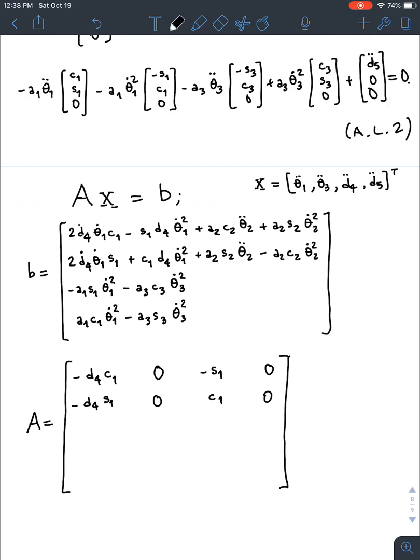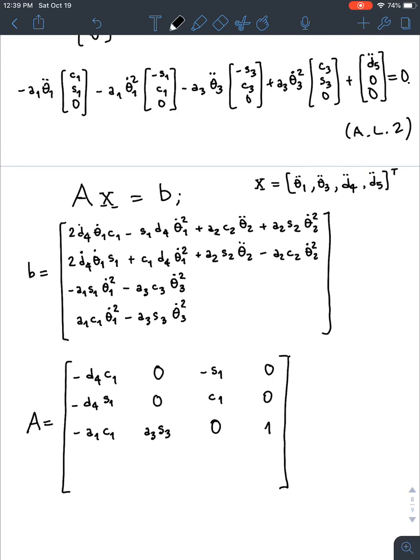The second two rows of matrix A are going to come from the first two rows of AL2. So look at that. The coefficient of theta 1 double dot in the first row of AL2 is minus a1 c1. The coefficient of theta 3 double dot in the first row of AL2 is equal to a3 s3. The coefficient of d4 double dot in the first row of AL2 is 0. The coefficient of d5 double dot in the first row of AL2 is 1.